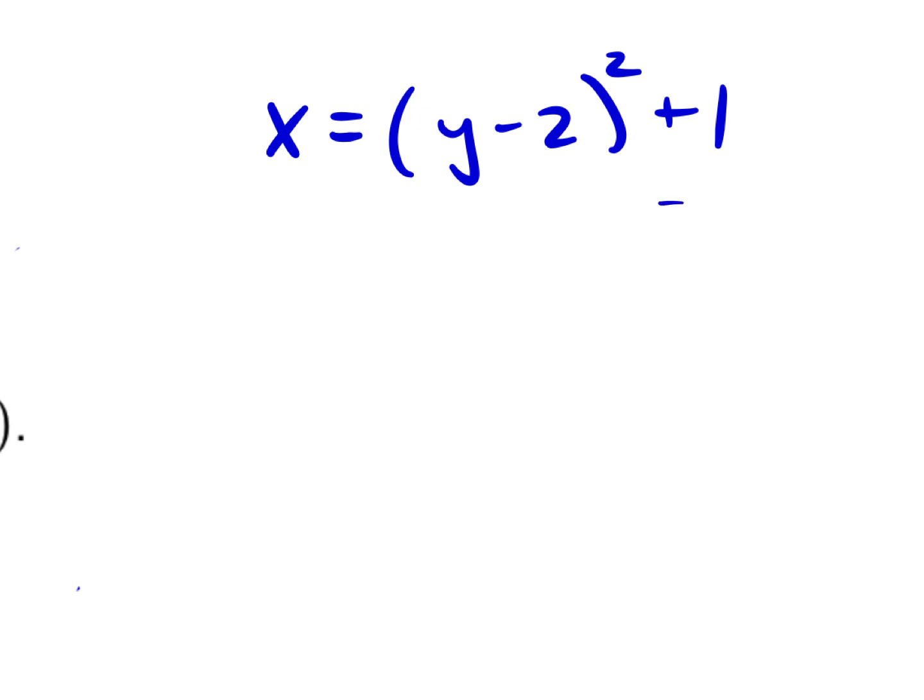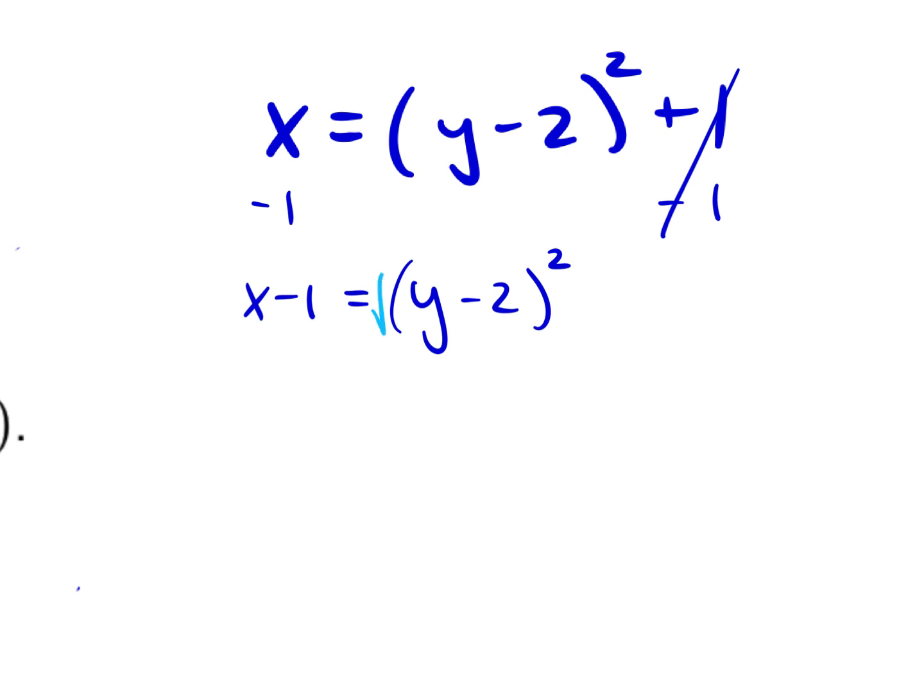Subtract the 1. We want to undo everything on the right side to get y all by itself. So we have x minus 1 is equal to y minus 2 squared. What would we do next? Square root. We want to square root that squared to get rid of it. So we're going to square root both sides. So it cancels out with the squared. So we have the square root of x minus 1 is equal to y minus 2.